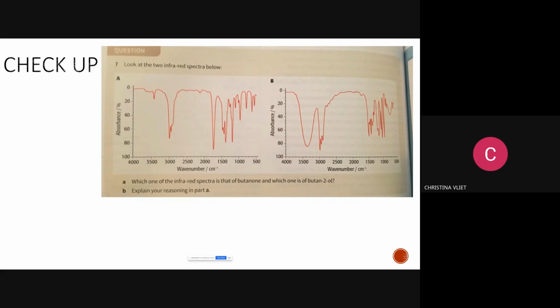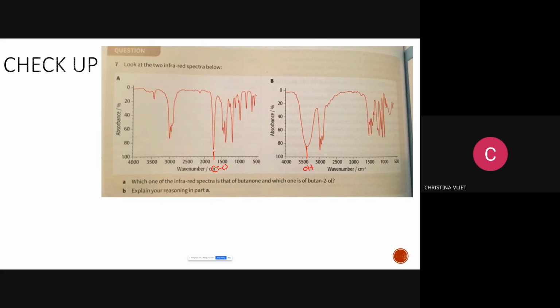It says, look at the two infrared spectra below. Which one of the infrared spectra is butanone and which one is butanol? Go ahead, Issa. Between 3,200 and 3,500, I see a very wide peak there. That tells me that that has to be an alcohol. And that's not here between 3,200 and 3,500. So that one's not an alcohol.